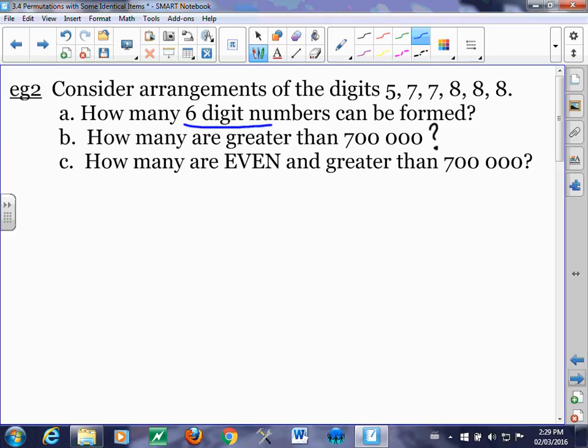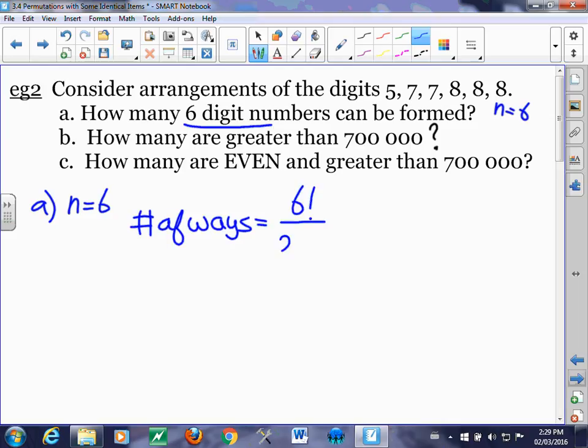Well, first of all, make sure we know n equals 6. We've got 6 total, right? So let's put that down for A. So n equals 6, okay? But we've got to count for our repeats. So number of ways equals 6 factorial over my repeats. So we're going to say 2 factorial because that's the 7 repeating, times the 3 factorial, which is your 8 repeats. Okay, so I'm just going to put down this. This is 7 occurs twice. Okay, and this is because the 8 occurs 3 times, so triple.